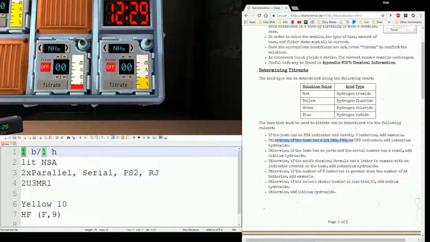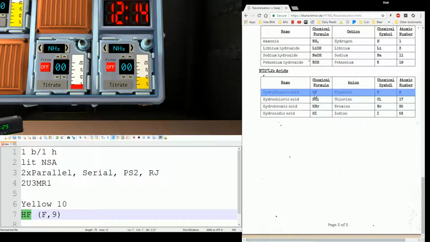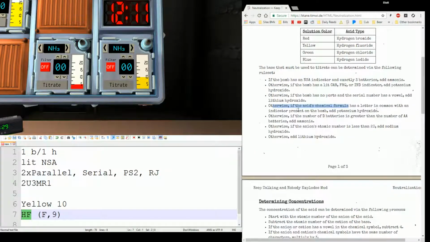Otherwise, if the indicator has a lit CAR, FRQ, or IND, it does not. Otherwise, if the bomb has no ports, it has quite a few. Otherwise, if the acid's chemical formula, that's this HF, which I got from right here, has a letter in common with an indicator present on the bomb. So if any letters, in this case H and F, are present in any indicators I might have, then we apply this. But I don't have an H, I don't have an F.